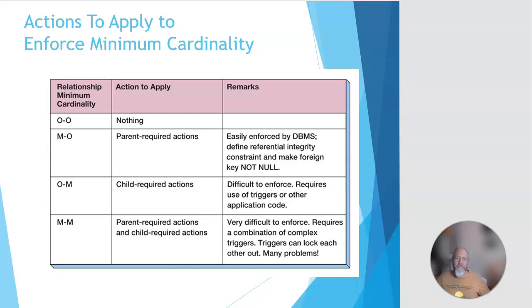There are the one-to-many, the child-required actions, and the many-to-many. We typically try not to use those. The reason is they're insanely difficult to enforce, and they're usually the result of bad design. I won't say they're bad, they're the result of bad design. When you run into those situations, you probably need to go back and look at the database design.